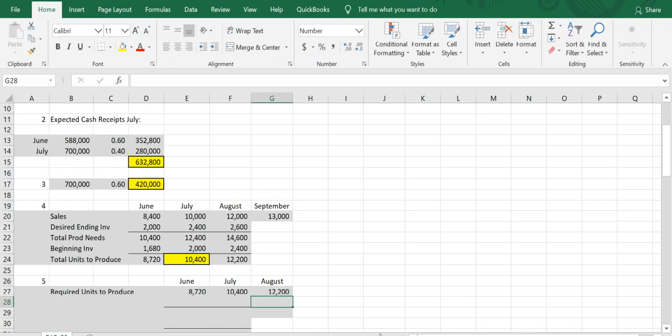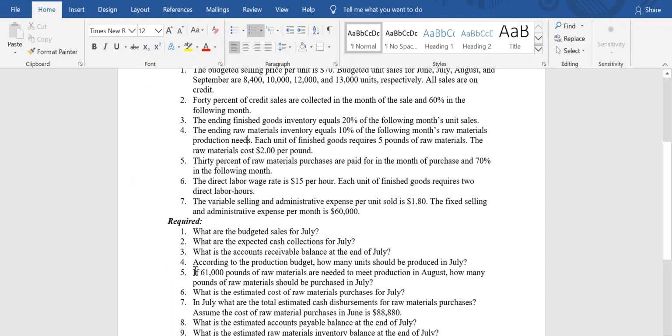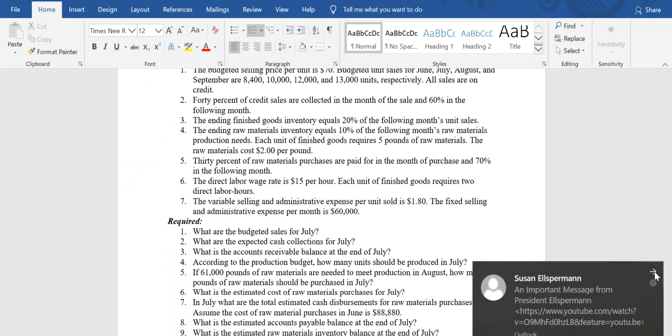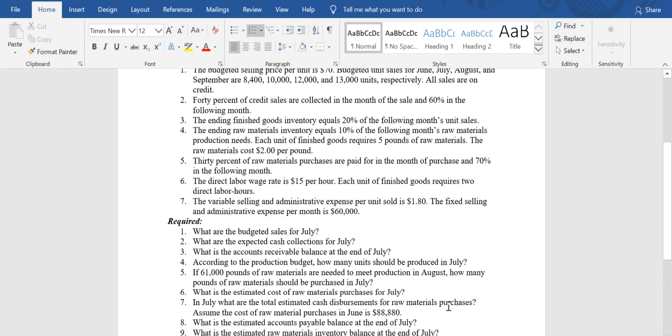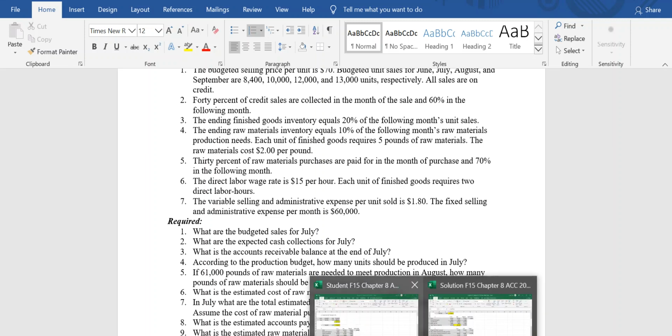So in August, it takes 5 pounds. Well, it does for all of these, 5 pounds of raw material. But look at this. We take this times the 12.2, we get the 61,000 pounds. What it says in number 5, if we look back at that, if 61,000 pounds of raw materials are needed to meet production in August, how many pounds of raw materials should be purchased in July? So that's how we know we're on the right track. We have the 61,000. That's how we get that.